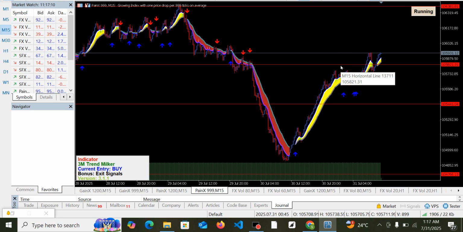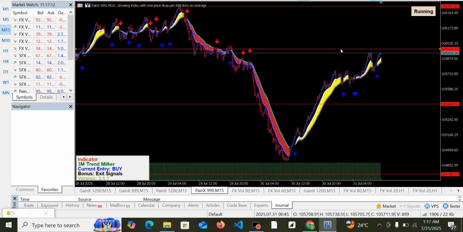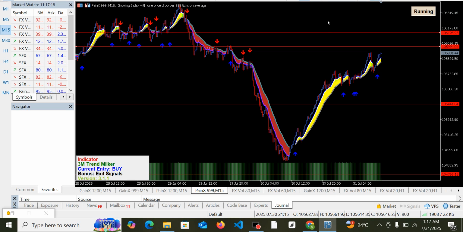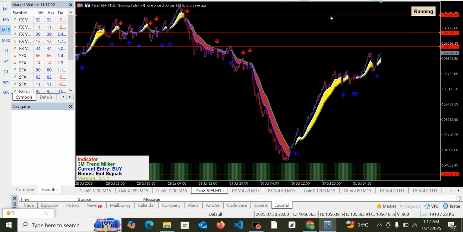Okay, once it breaks out above this point, then we are most likely to get it around here first. And of course, if it breaks out from there, then definitely it should get to somewhere here. Okay, so we should take note of that. Okay, this is also a buy signal that has been going on smoothly.